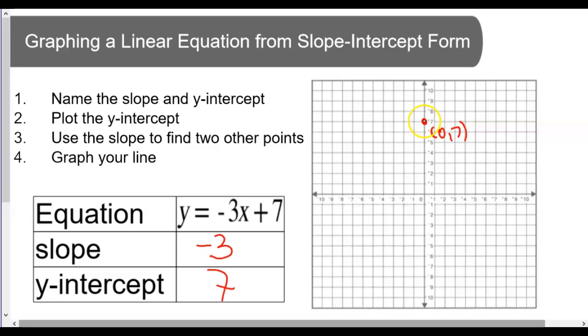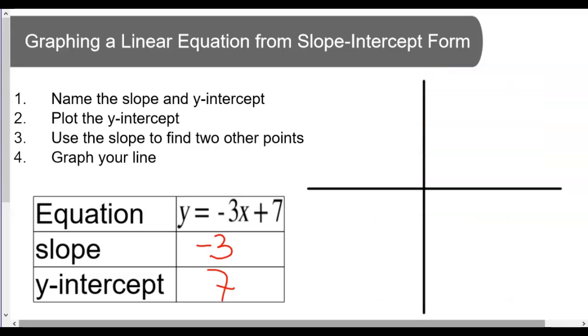So from 0, 7, I can go up 3 and then to the right 1, because it's a negative slope, so it's going up and right. So I get 1, 10 as a point. I could go down 3 and left 1. Negative 1, 4 would be my other point. And I can connect those points and make my line.